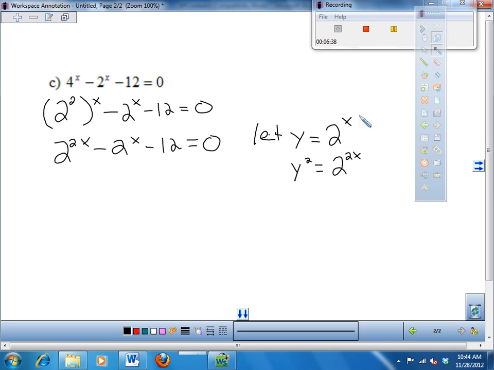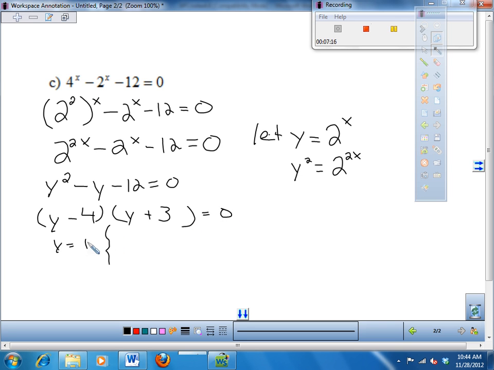You let y be 2 to the x, or you can just do this without the substitution, but I think it's better to do a substitution like this. Then you can rewrite this as a quadratic equation. y squared minus y minus 12 equals 0, which factors nicely. You get y minus 4, y plus 3 equals 0. So either y equals 4 or y equals negative 3.